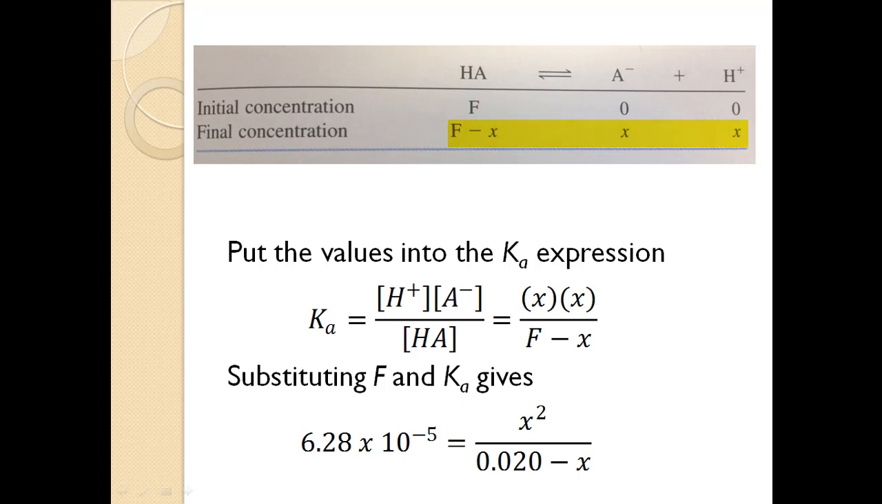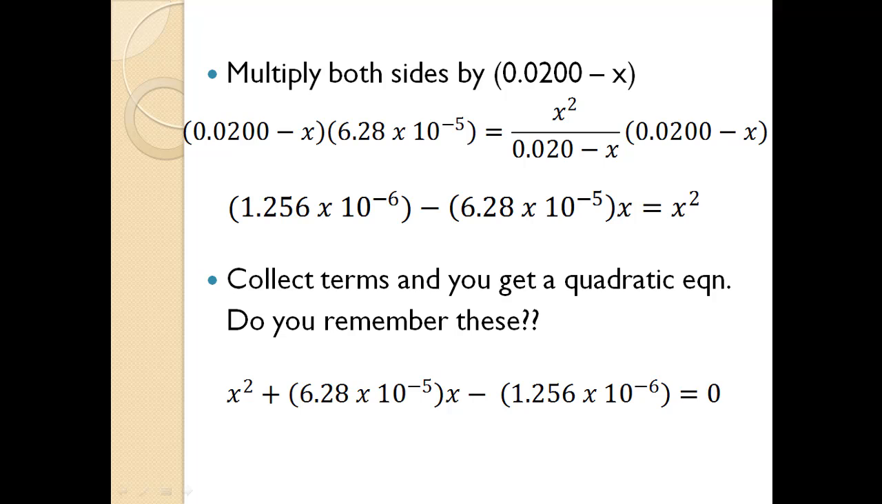If we put this table or this stuff that we've written down into our Ka equation, it can look something like this. At the end of the reaction, you're going to have X, X, and then HA will be F minus X. You can use this to figure out what we need to know. Like I said, we can substitute F for 0.020, and the Ka was actually given to us. So if we take this and we multiply both sides by 0.0200, as I'm showing you right here, and then collect like terms, you'll see that you end up getting what looks like a quadratic equation.